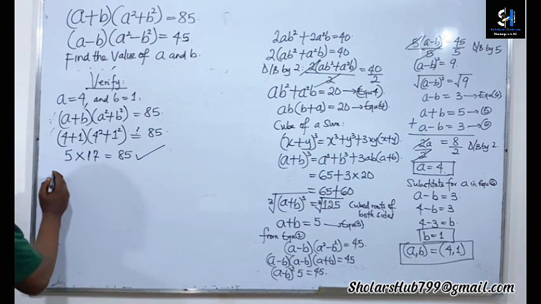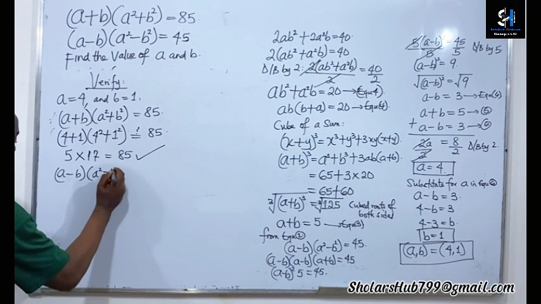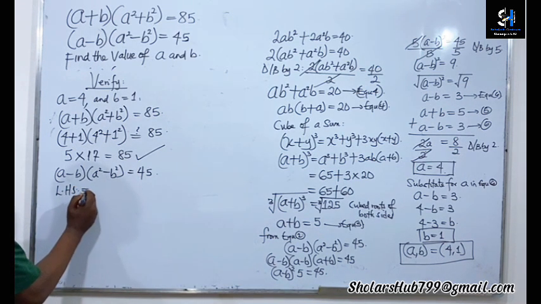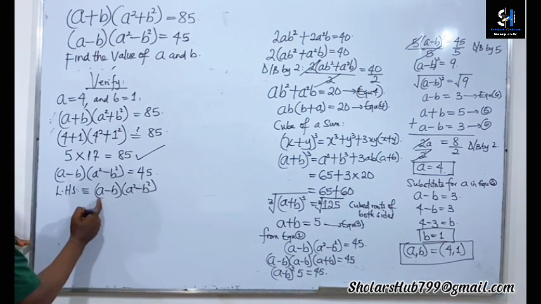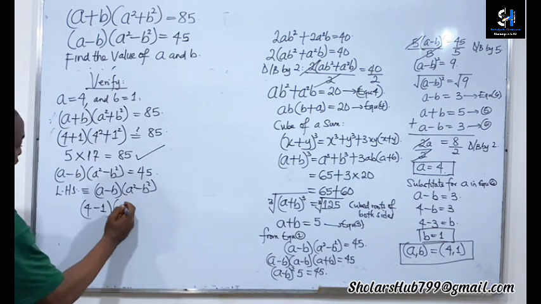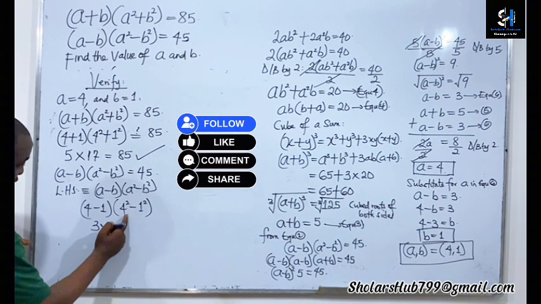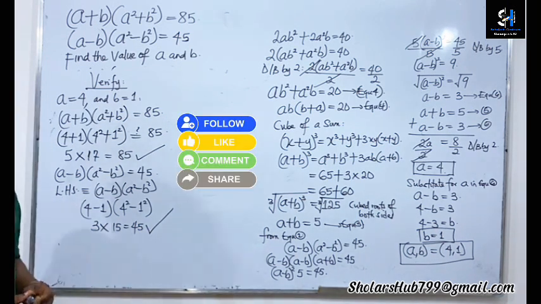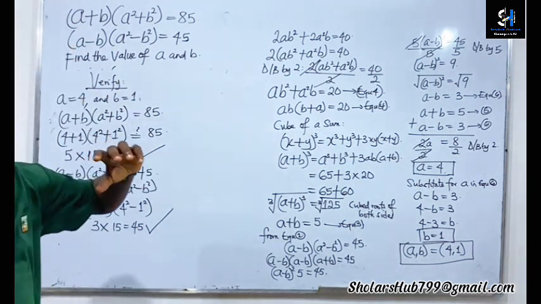Then for equation 2, (a - b) multiplied by (a squared minus b squared) equals 45. The left hand side is a minus b times a squared minus b squared. With a as 4 and b as 1, we have 4 minus 1, then 4 squared minus 1 squared. This will be 3 multiplied by 16 minus 1, which is 15, and this gives 45. So the values of a and b which satisfy these equations are 4 and 1.